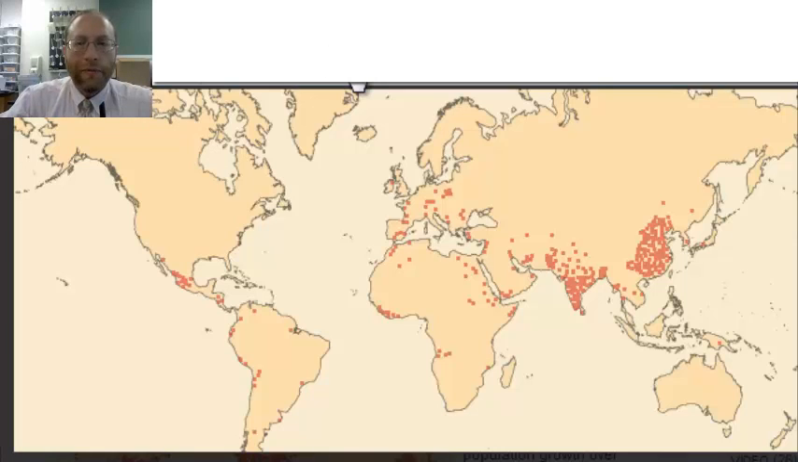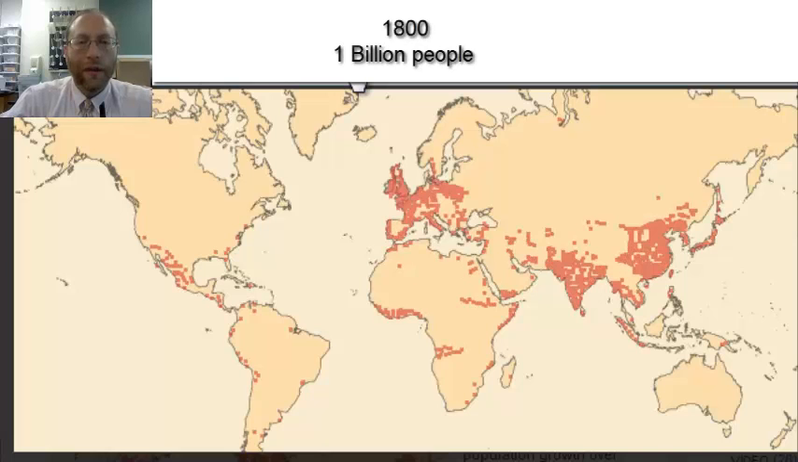But then beginning in the late 18th century, the Industrial Revolution started to raise living standards and growth, so that in the year 1800, we reached 1 billion people for the first time. So it took us about 100,000 years since our species evolved for us to reach our first billion.